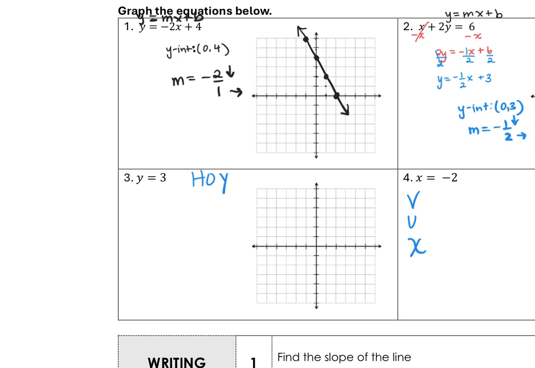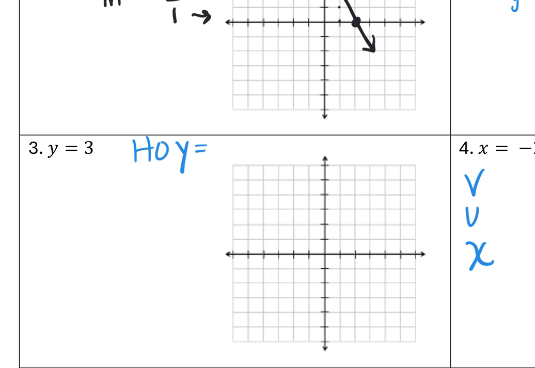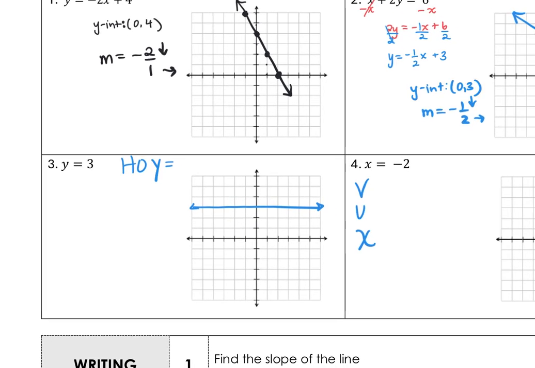So that acronym HOY VUX, this HOY is to remind you that horizontal lines have a slope of 0 and their equation is y equals 3. So if this is y equals whatever number, this one happens to be y equals 3. So what this means is we're going to have a horizontal line that goes through the y-axis at 3. And that line's graphed, and you're done. So we've got a horizontal line that goes through the y-axis at 3.